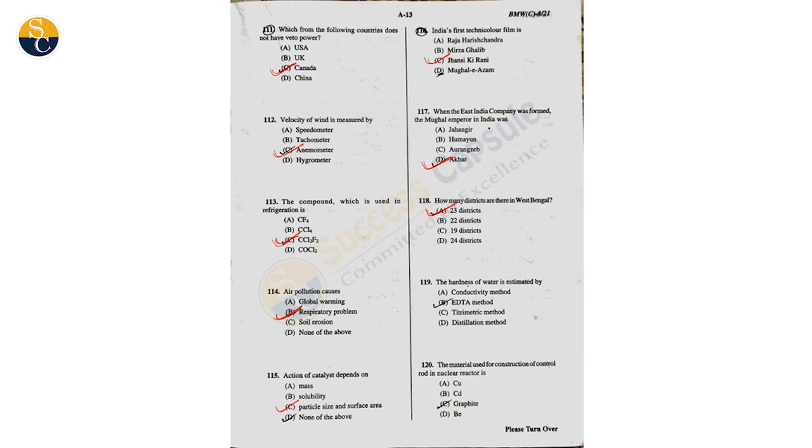Next, the hardness of water is estimated by ethylenediaminetetraacetic acid, which is EDTA. So, B is the correct answer. Next, the material used for construction of control rod in a nuclear reactor is cadmium. So, B is the correct answer.